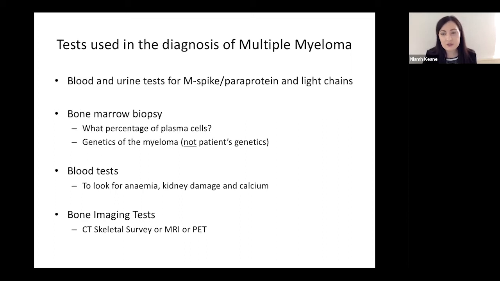Other blood tests are used to look for anemia, for kidney damage, and for evidence that your calcium is high, and this is very important diagnostically. We also do bony imaging to look for damage in the bones, and I'll talk more about the bone effects in multiple myeloma in a moment. We used to do plain film x-rays to look at all of the different bones and try and look for punched out lesions affected by plasma cells. But we've now moved to performing more sophisticated imaging, including CT skeletal survey, or sometimes an MRI or a PET scan.